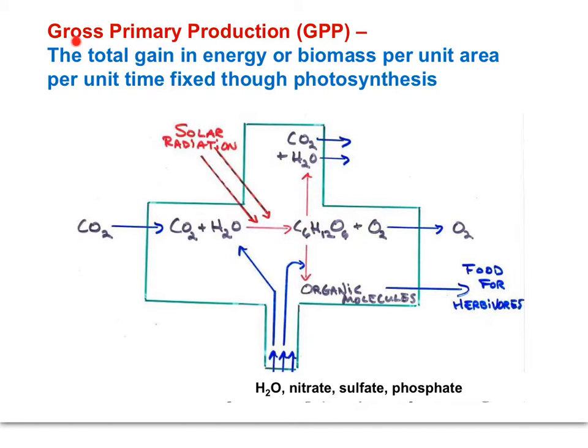At the top of the slide, I have defined gross primary production, GPP, as the total gain in energy or biomass per unit area, per unit time, it's a flow, fixed through photosynthesis. Producers, plants, transform solar energy and matter into the biomass of plant organic matter per unit time.